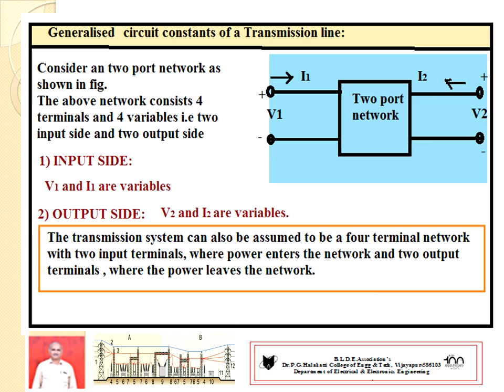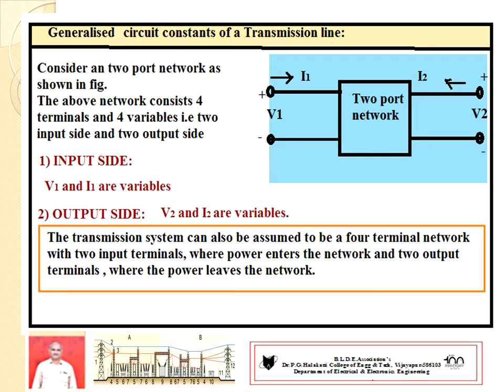It has 2 input parameters and 2 output parameters. In general, V1 and I1 be the voltage and current taken as input side. In the same manner, V2 and I2 are the respective output voltage and current as shown in figure. So this two-port network has 4 terminals and 4 parameters.